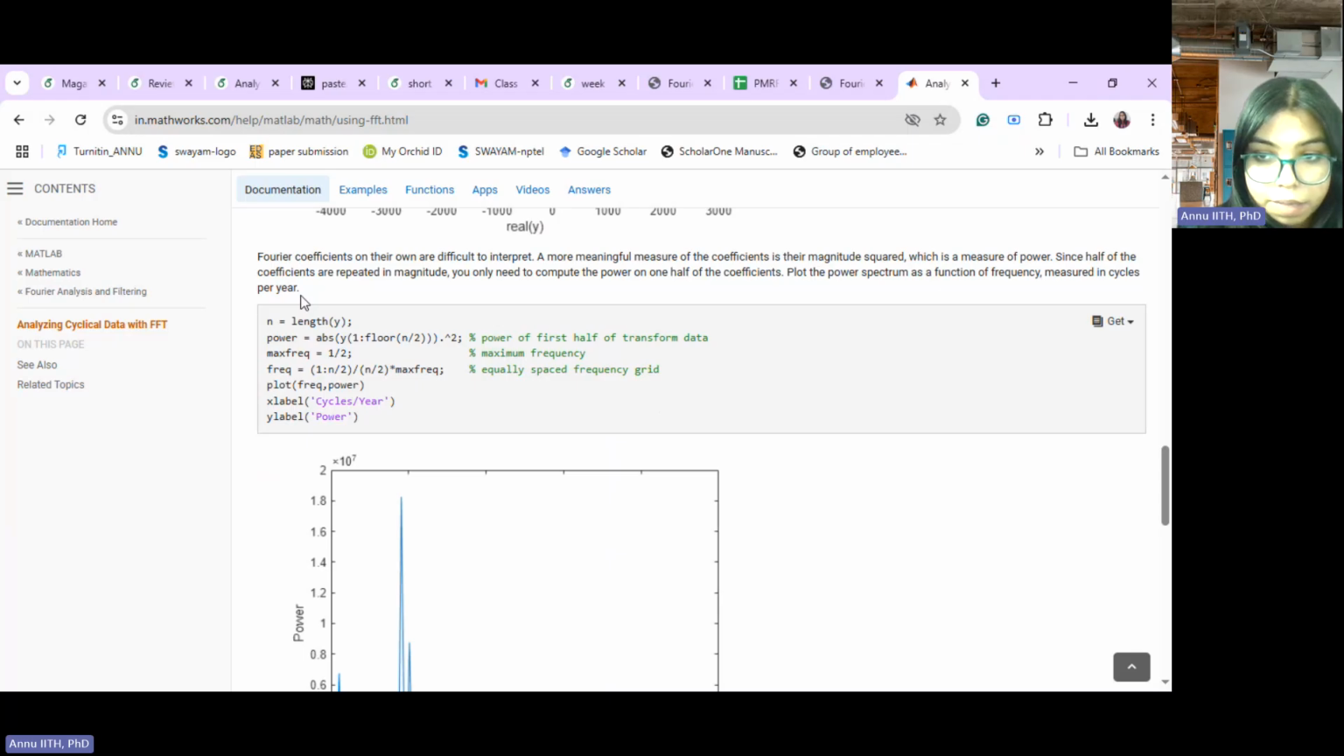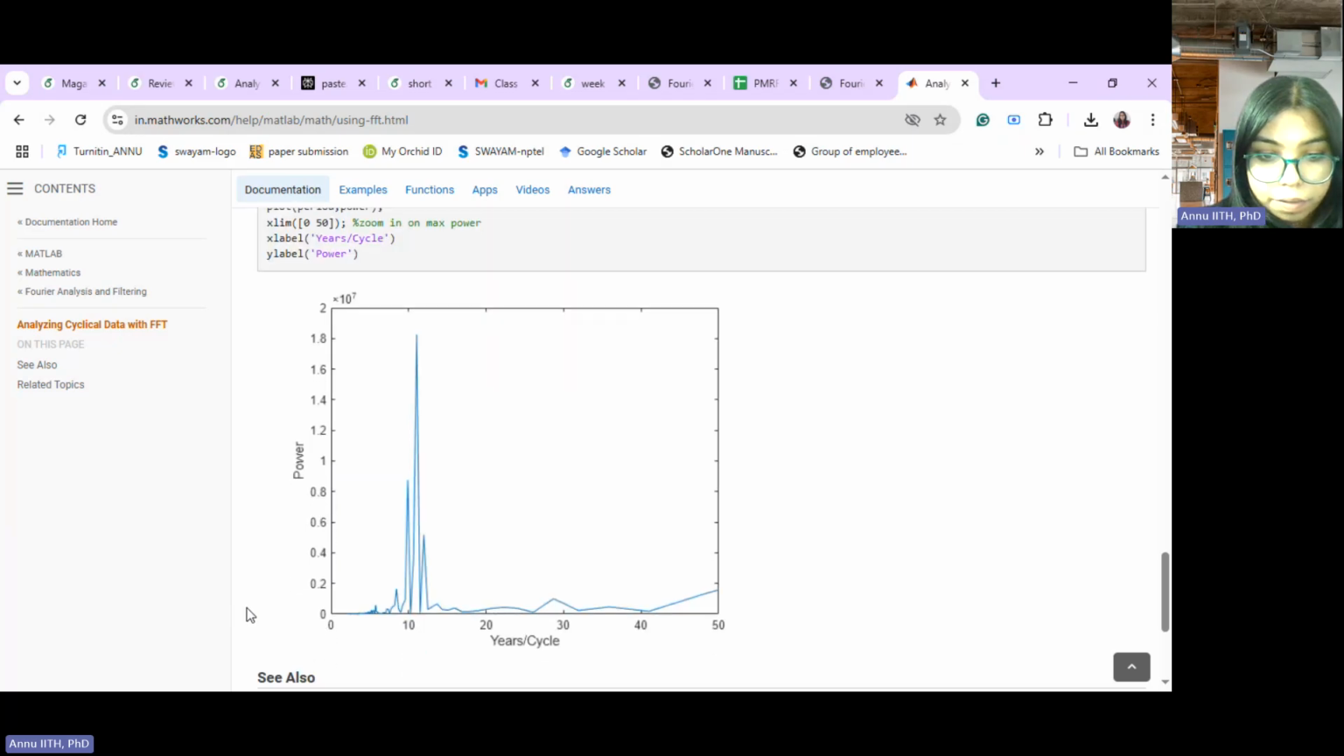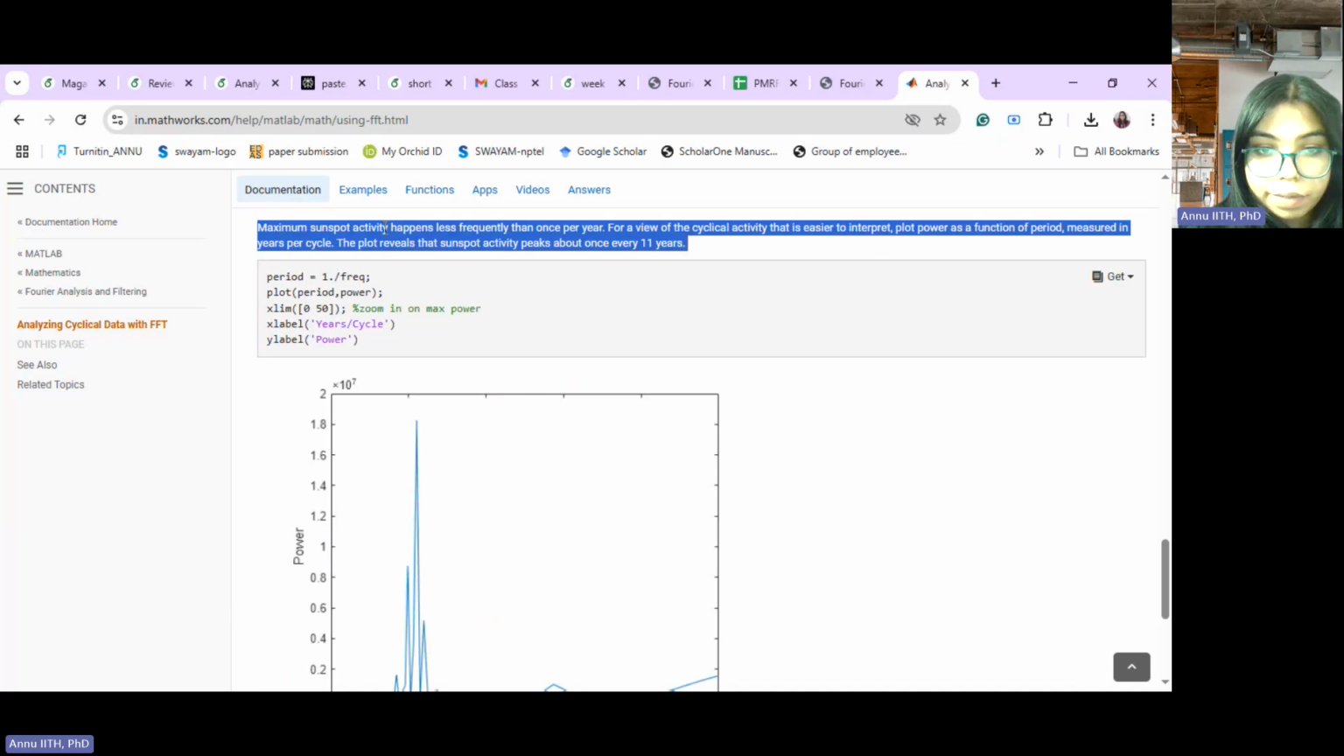Plot the spectrum as a function of frequency measured in cycles per year. So this is the power per cycles per year. And if you calculate, maximum sunspot activity happens less frequently than once per year.